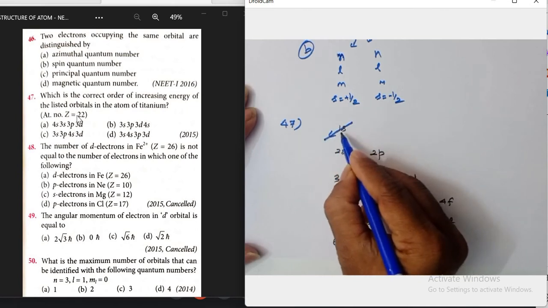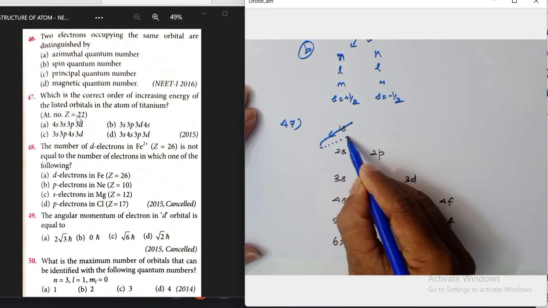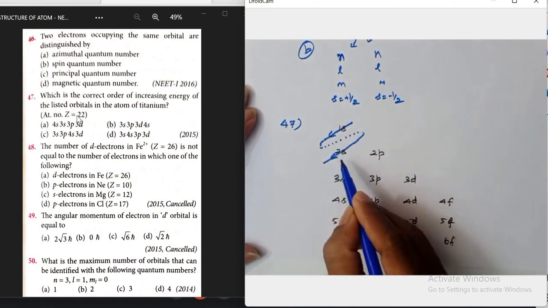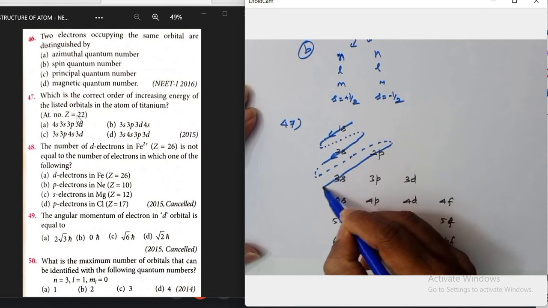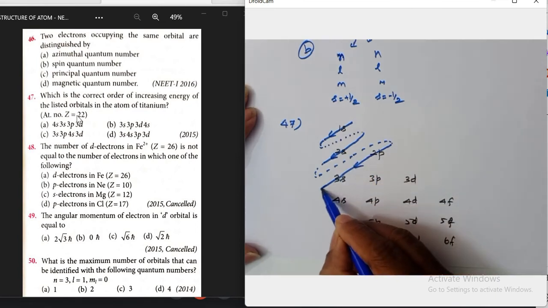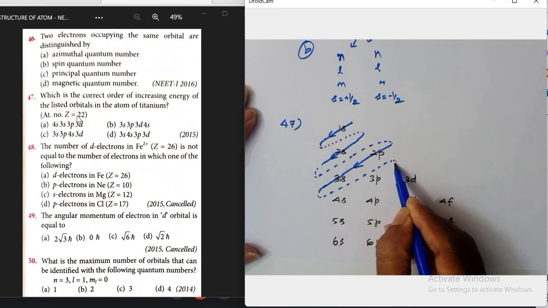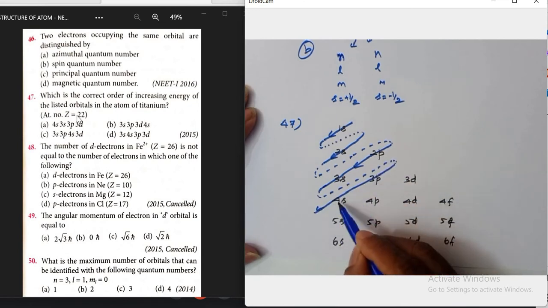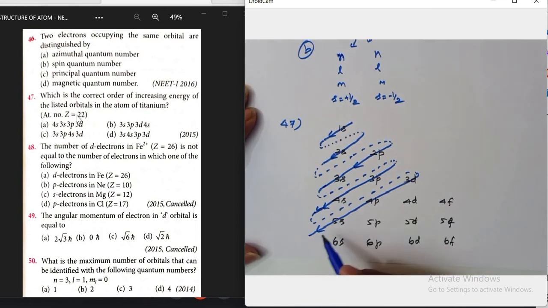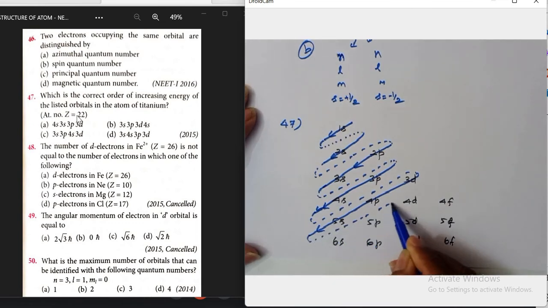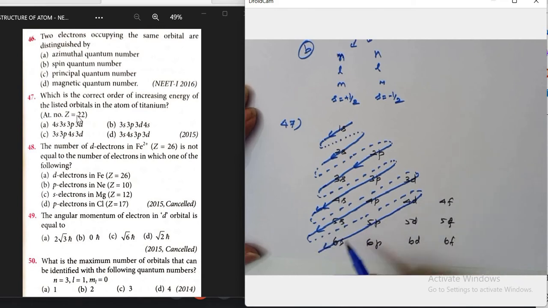First, the lowest energy is 1s. The next higher energy subshell is 2s. Then after 2s, you go to 2p. You fill 2p, then fill up 3s. Then fill up 3p and 4s. In this way you have to arrange the electrons. This will give you the increasing order of energy of the orbitals.